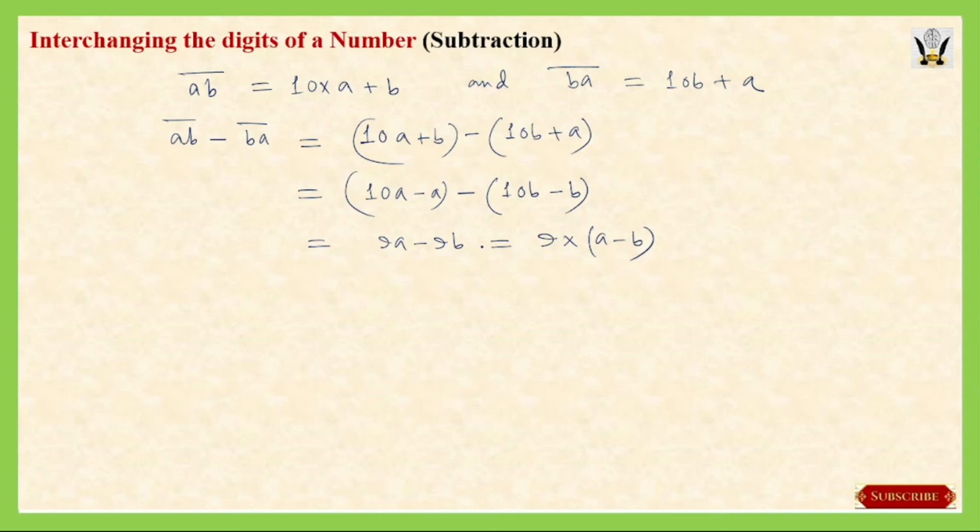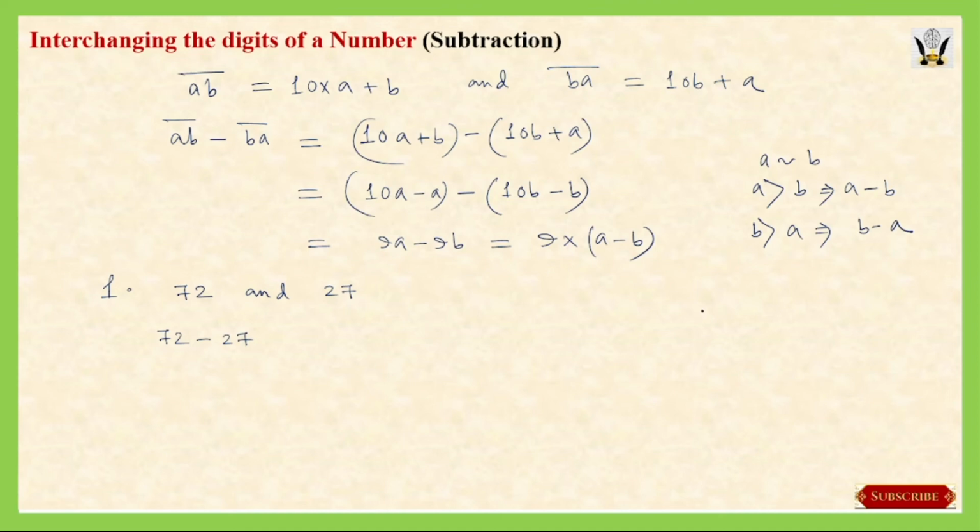That means we can conclude that when we subtract two numbers of this type, one of the factors of the result of subtraction will be 9 and the other factor will be the difference of the digits. Let's take the number 72, and by interchanging it we obtain 27. If we subtract 72 minus 27, it will be 45.